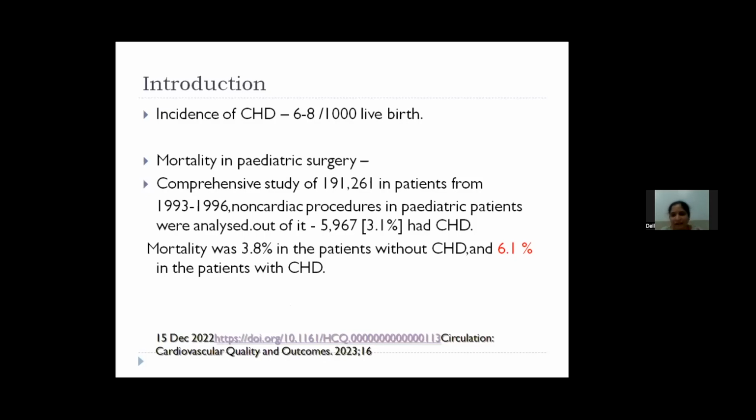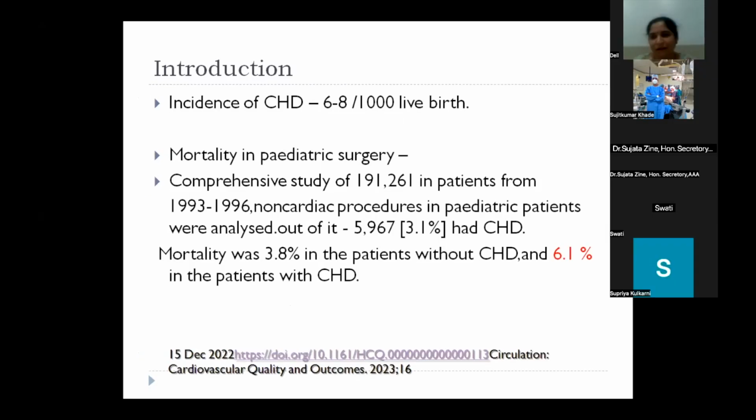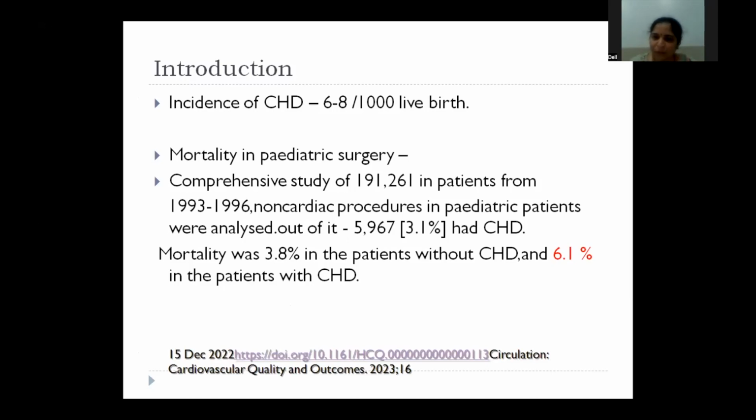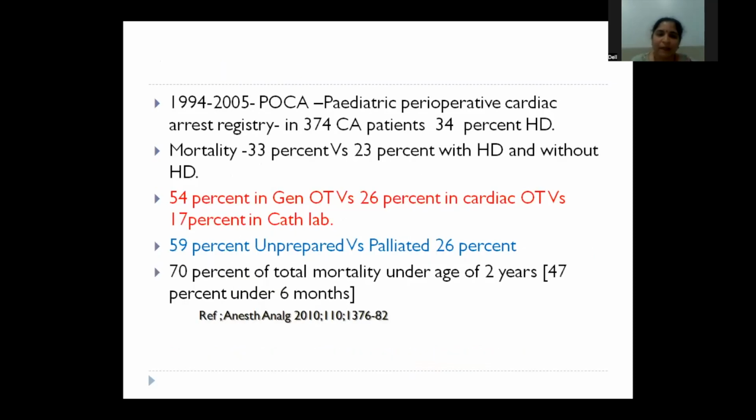So introduction, as sir has said, the incidence is 6 to 8 per 1000 live births. Babies are having congenital heart diseases, and because of the development of procedures and treatment modalities, these babies are coming more and more for non-cardiac surgeries. But still, these patients are at high risk, because studies have shown that perioperative mortality among pediatric patients with congenital heart disease is 6.1% compared to 3.8% in pediatric patients without congenital heart disease, which is double, and that's why we should be worried for these patients.